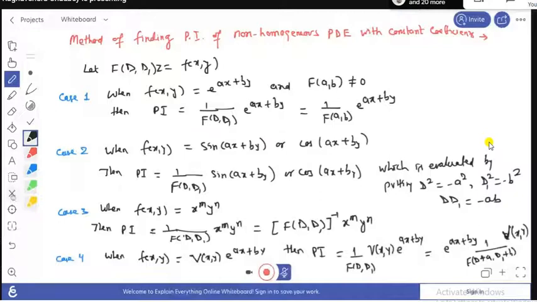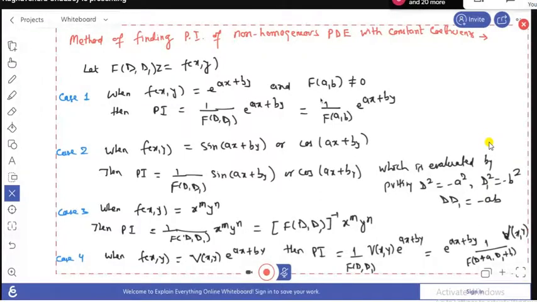So next page. सर एक मिनट रुकिए, सर एक मिनट रुकिए. हाँ रुक गए. हो गया सर, हो गया.